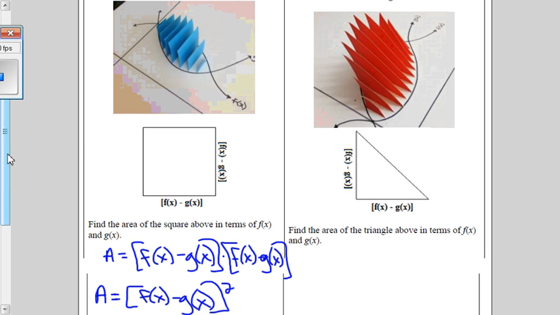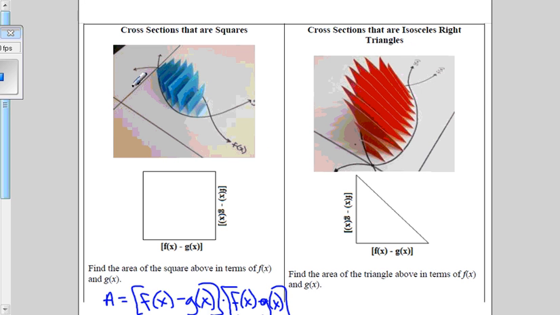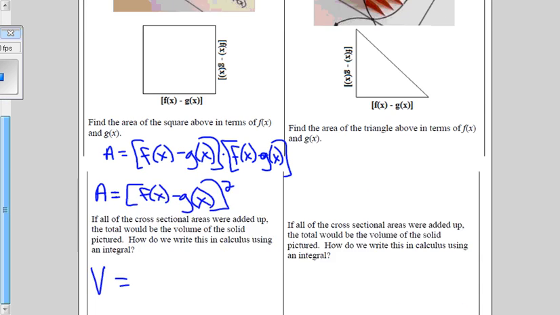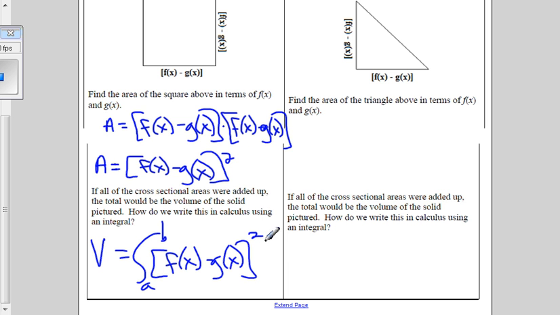When I'm trying to find the volume, similar to what we just did in the last section, I'm now trying to find the volume from point A to point B, and it's going to be the sum of all these areas of these squares, f of x minus g of x squared, and then times the height, which we just used dx as the height. Okay, so this is what we're going to use for all the problems dealing with a square.